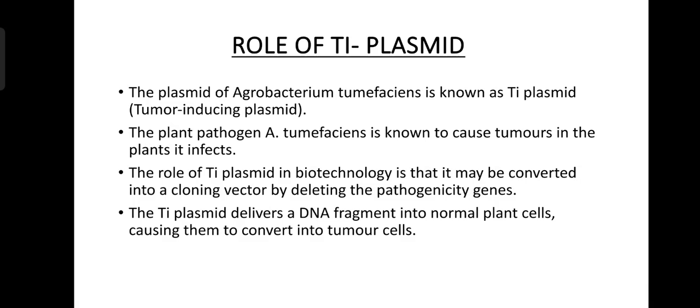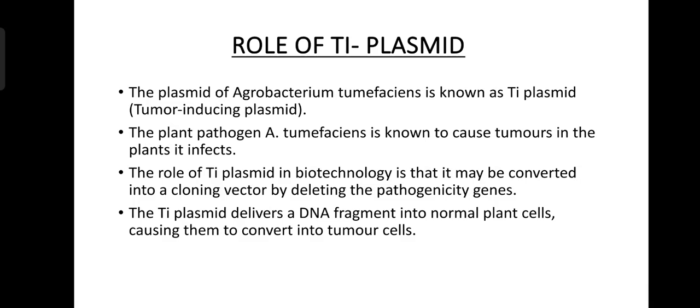Then let's see the role of Ti plasmid. Ti plasmid is also called the tumor-inducing plasmid. It is carried by the bacterium Agrobacterium tumefaciens. This bacterium is a phytopathogen found in the soil. In the soil, it infects plants and manifests in the form of crown gall disease. For the manifestation and development of crown gall disease, the Ti plasmid is the important one. It is a huge plasmid ranging from 150 kb to 250 kb.